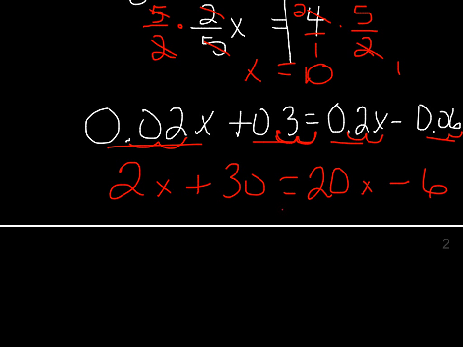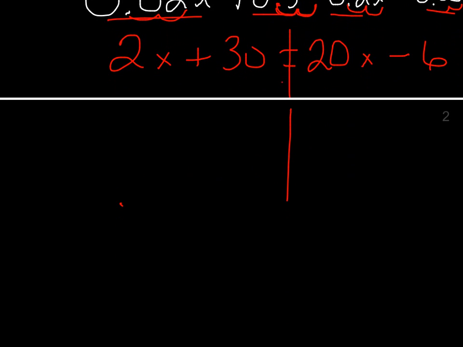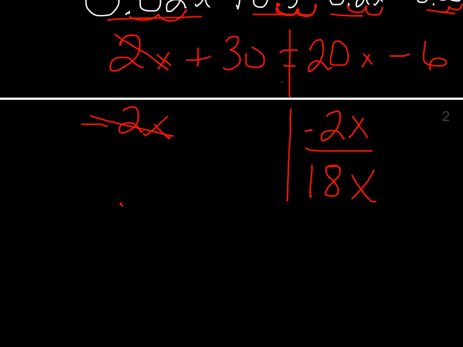And now what we're going to do, here I'll draw my line, is move the smaller x over to the right side. So I'm going to subtract 2x here, and the reason I move the smaller one is just so we don't end up with negative x's. Sometimes that's unavoidable, but if we can avoid it, let's try it because it's just easier. So 20 minus 2x is 18x, and then bring down this minus 6, and bring down the 30.